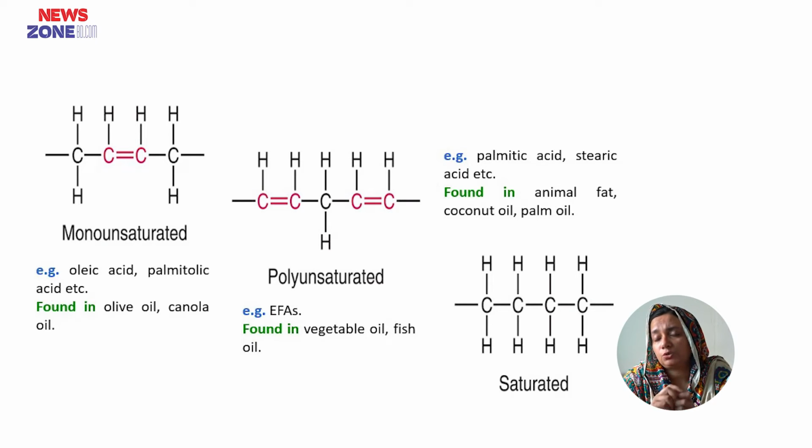And another one is saturated fatty acid. This kind of fatty acid contains no double bond in its hydrocarbon chain. For example, palmitic acid and stearic acid are saturated fatty acids, and they are usually found in animal fat, coconut oil and palm oil.